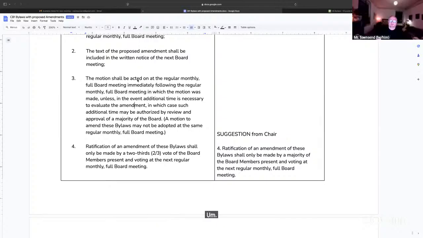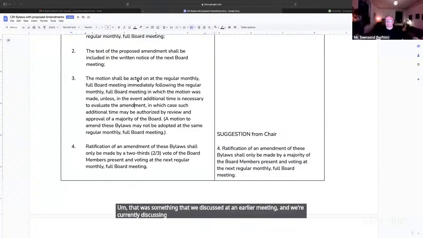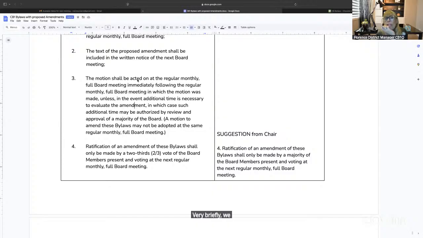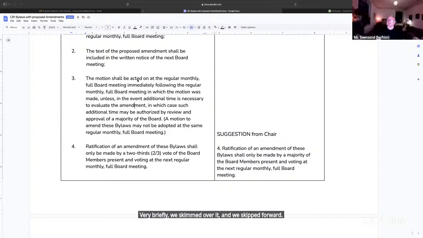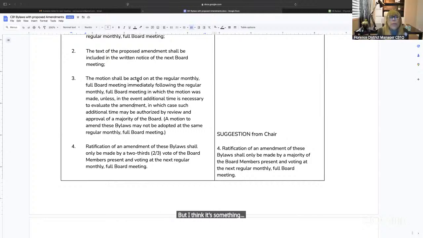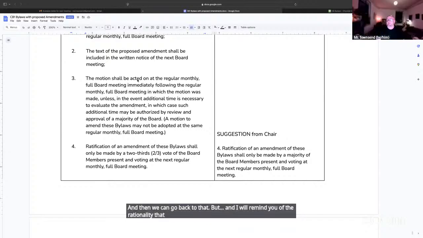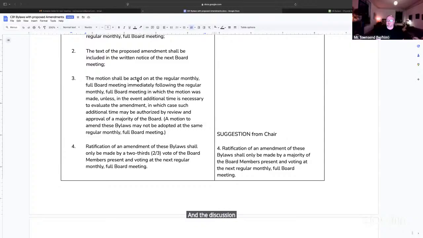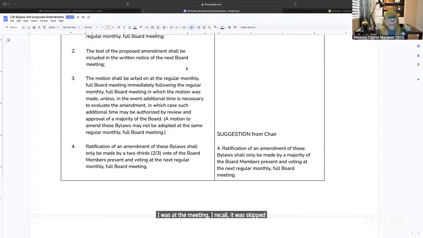That was something that we discussed in an earlier meeting, and we're currently discussing ratifications of the bylaws. Very briefly, we skimmed over it and we skipped forward. Okay, but I think we should stay on something. I'm going to keep us on the topic that is at hand, and then we can go back to that. And I will remind you of the rationale that was presented and the discussion that we had at the previous meeting. I was at the meeting, I recall. It was skipped over. Thank you.